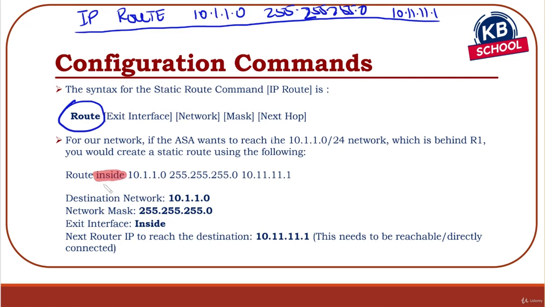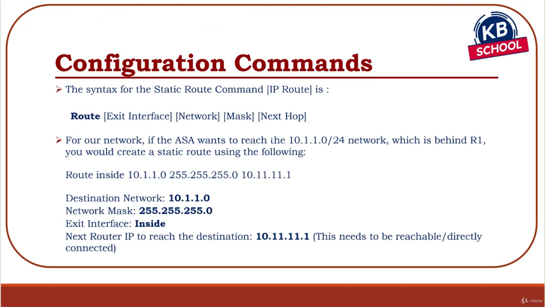So I'm basically saying I want to create a route towards the 10.1.1.0 network, whose mask is 255.0.0.0, which will be reachable via the inside interface. So this is your exit interface over here, and this is your next hop, right? Very similar to the way you do the route command on a Cisco router, with the difference that you have this additional parameter called the exit interface that you need to specify. Other than that, it's pretty much the same.